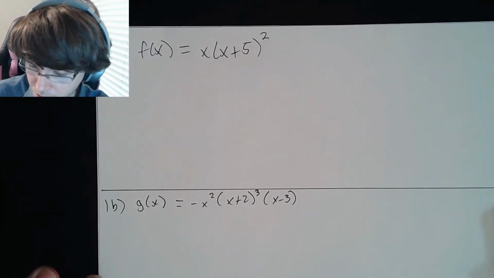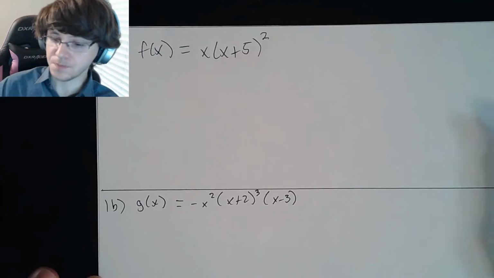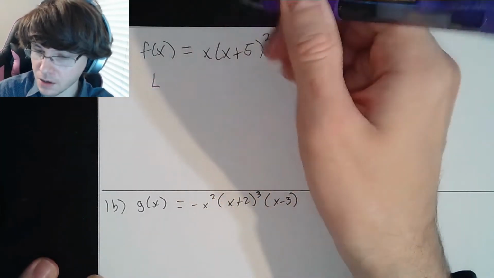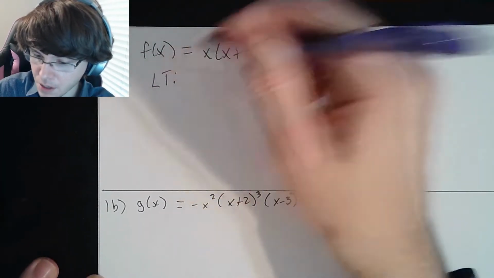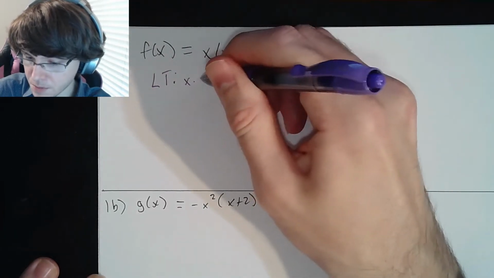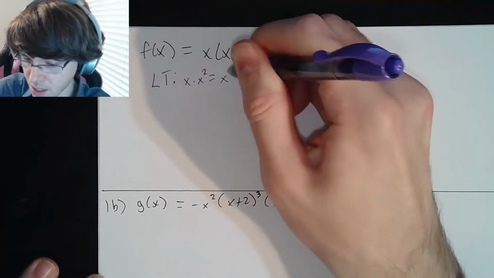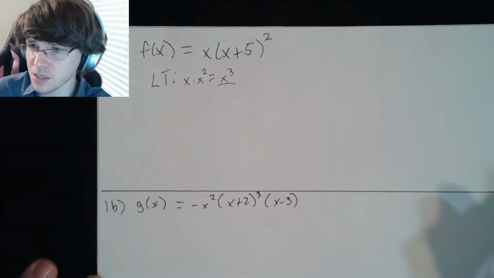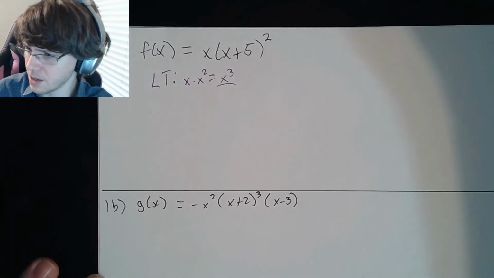Let's do the leading term and end behavior first. We can say that our leading term here is going to be x multiplied by x squared, which is x cubed.